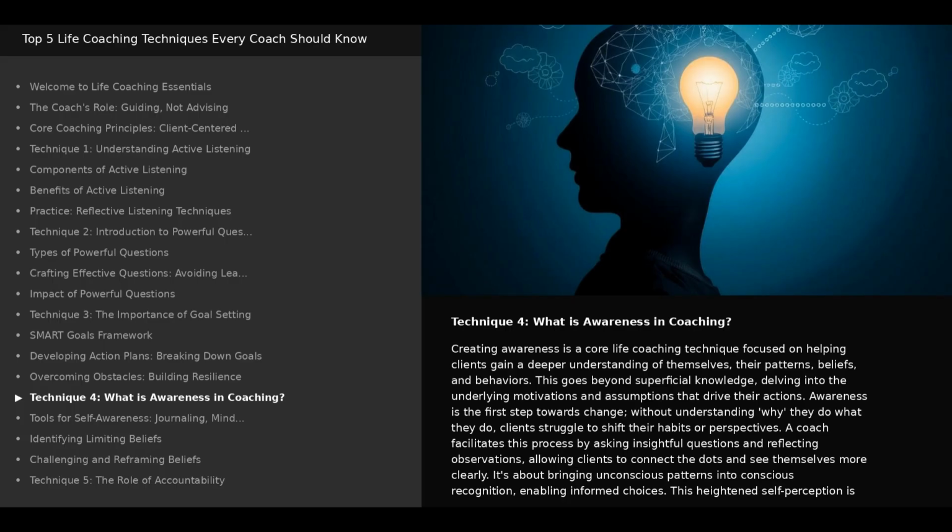A coach facilitates this process by asking insightful questions and reflecting observations, allowing clients to connect the dots and see themselves more clearly. It's about bringing unconscious patterns into conscious recognition, enabling informed choices. This heightened self-perception is crucial for personal growth.